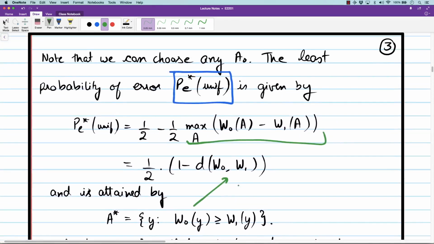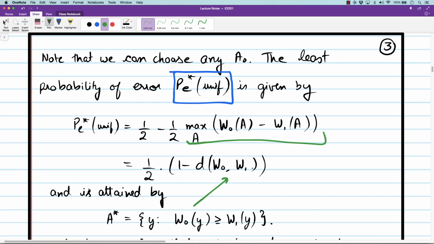It says that this probability of error P star is large when the distance between W0 and W1 is small. So hypotheses which are close to each other are harder to distinguish.